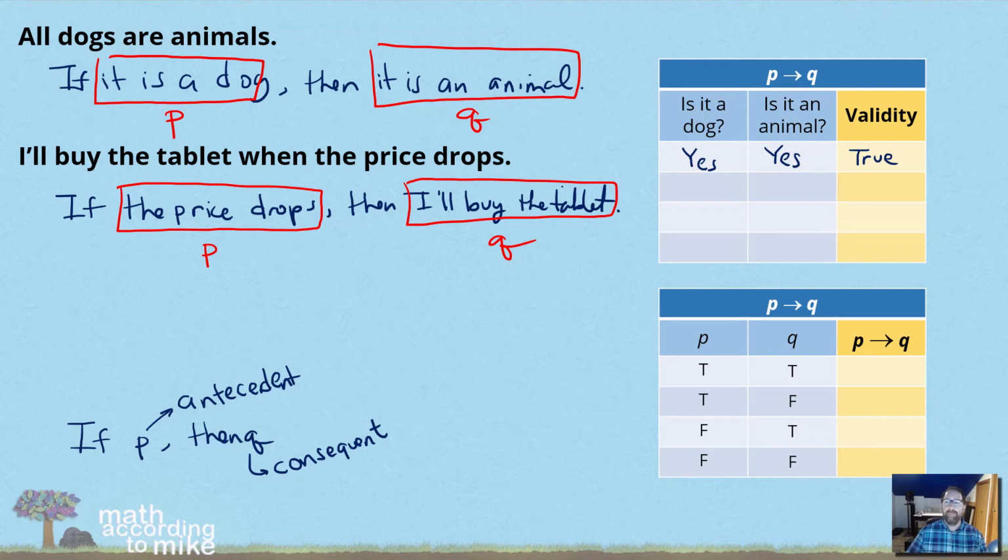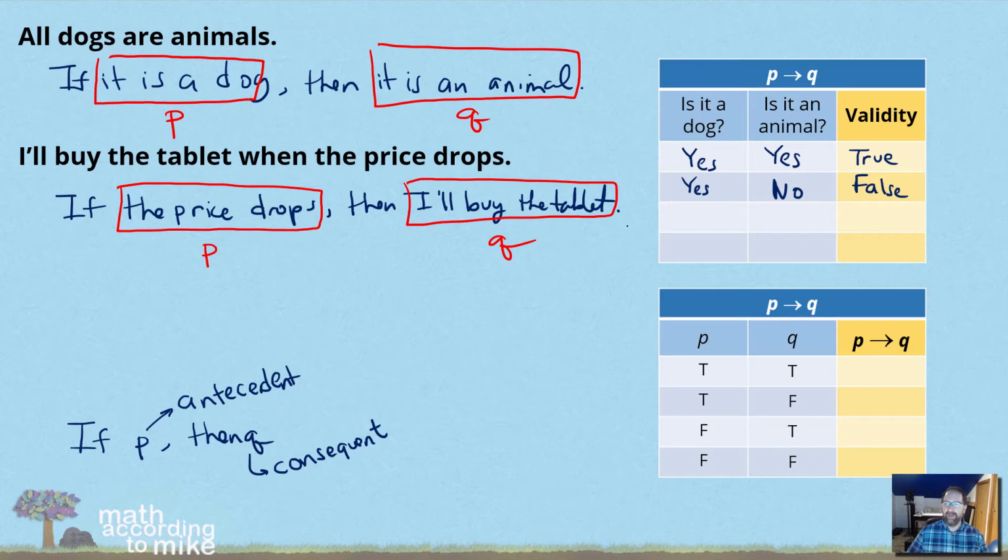But what if it was a dog, would it be valid to conclude that it's not an animal? So we know that thing's a dog. Can we say for sure it's definitely not an animal? No, we can't. So the validity would be false. We'll talk about the implications of this in a second.